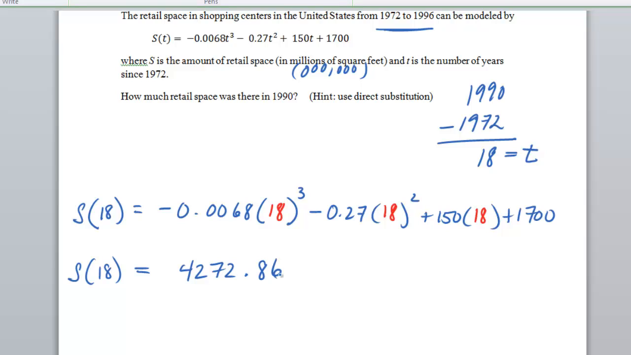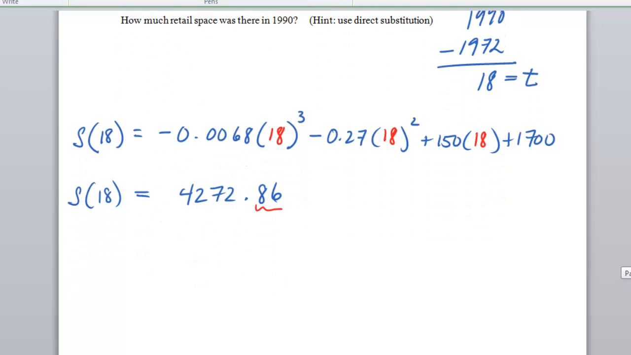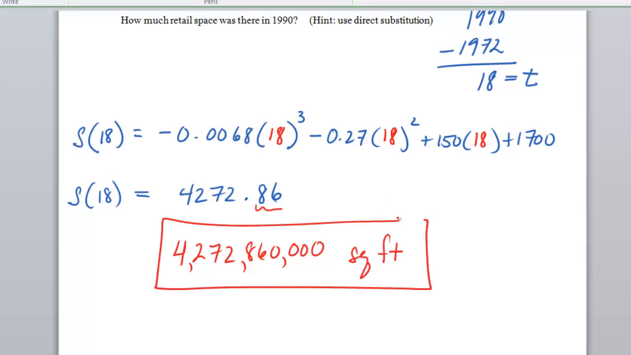4272.86. And remember, this is in millions of square feet, so really we have six zeros that we need to add on to here. But keep in mind, this 86 after the decimal place is really already representing 2 of those zeros. So this is going to be 4,272,860,000. I'll put commas every 3 spots. And so that's how many square feet of retail space there was in the United States in 1990.